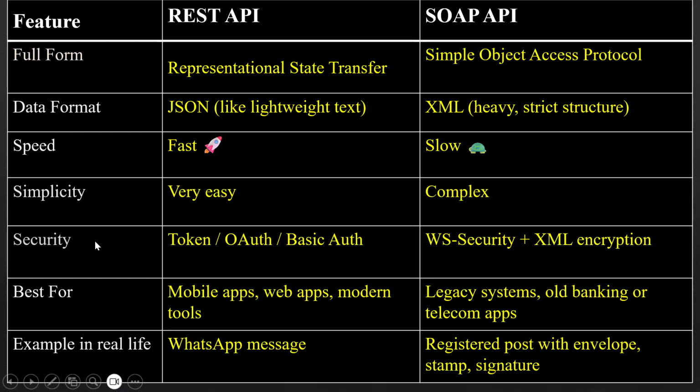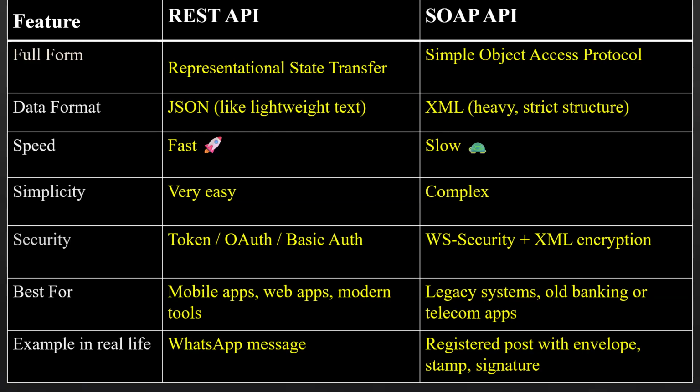Next, security. For REST APIs, we use tokens, OAuth, basic authorization, and JWT. For SOAP APIs, we can use WS-Security, XML encryption, and digital signatures. Basic authorization means username and password in headers. OAuth 2.0 is used in Google logins and Facebook APIs, for example. JWT means JSON Web Token, which carries encrypted user information.